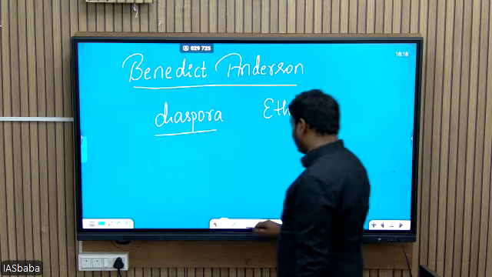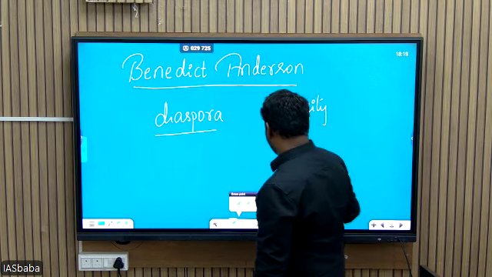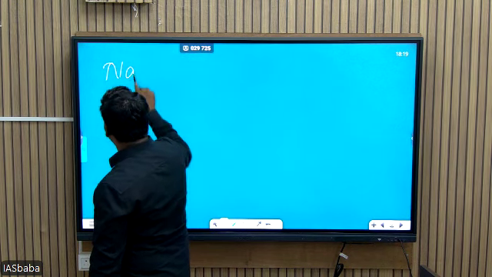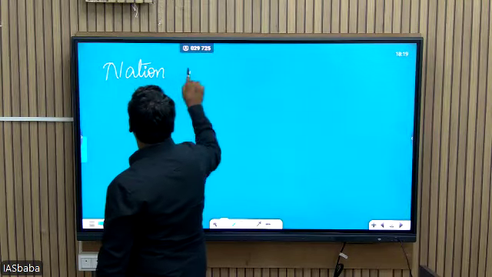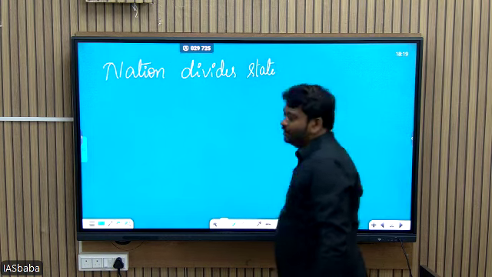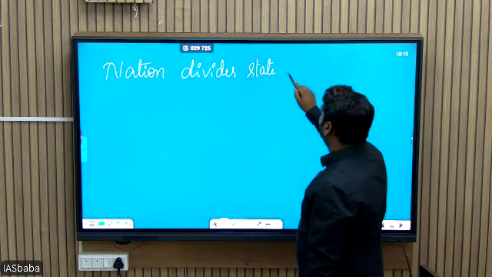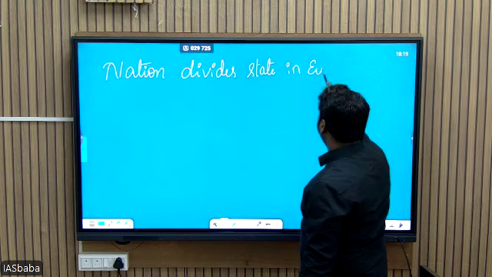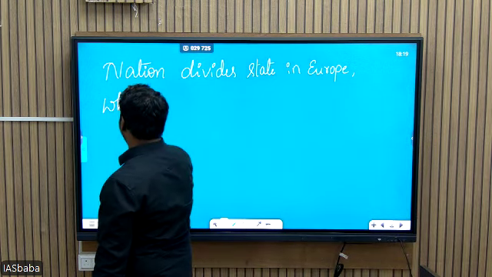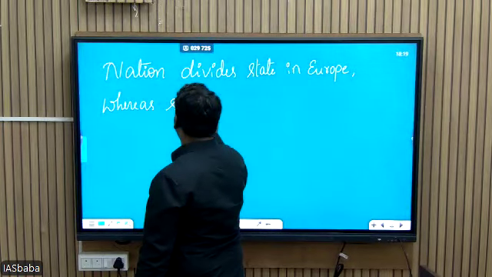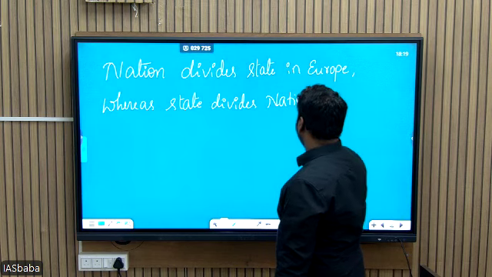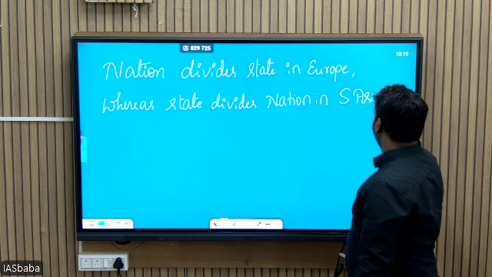Fine. Next, you write a subheading. Nation divides state in Europe, whereas state divides nation in South Asia.